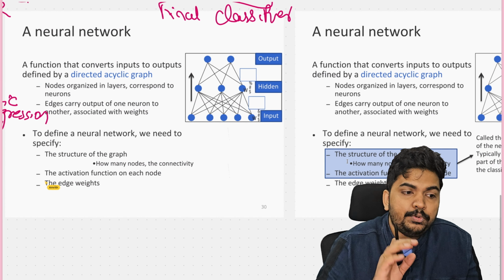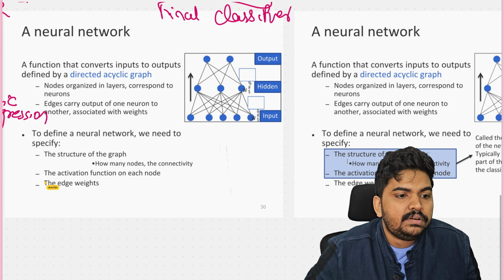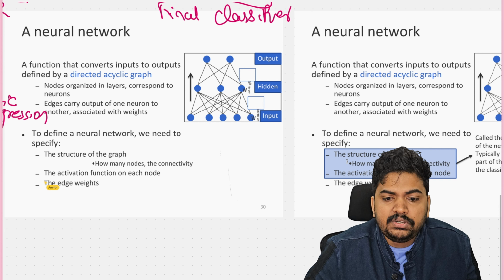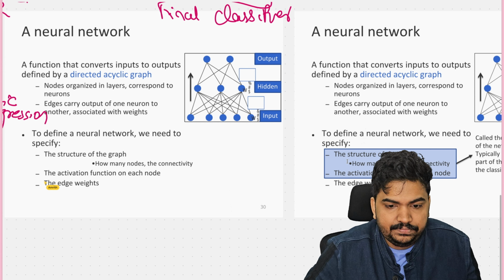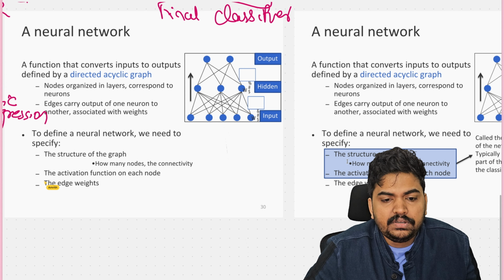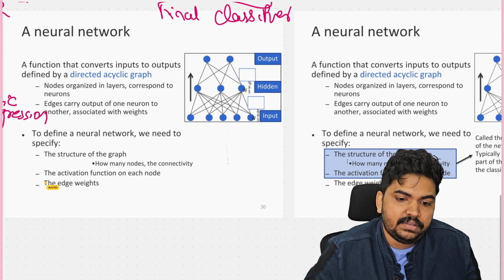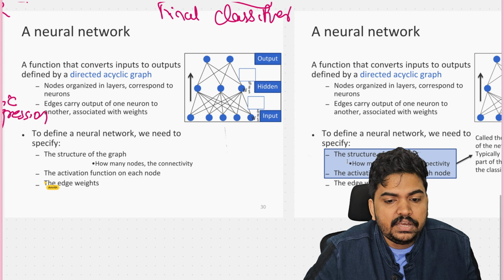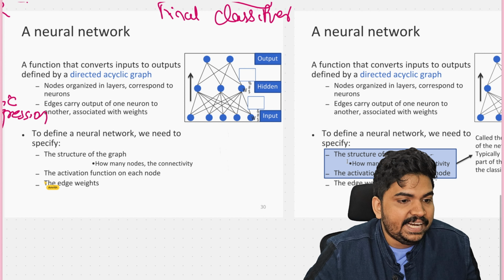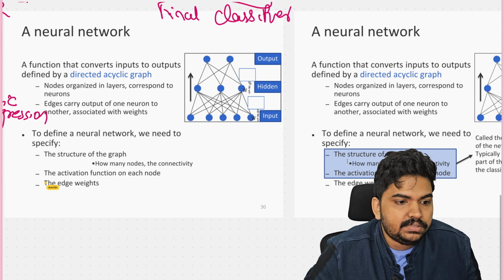So we have defined a neuron. Given a neuron, now we can define a neural network. A neural network is a directed acyclic graph. This neural network is a function that converts inputs to outputs, and it is defined by a directed acyclic graph. The nodes are organized in layers, which correspond to neurons. The edges carry the output of one neuron to another, associated with weights.